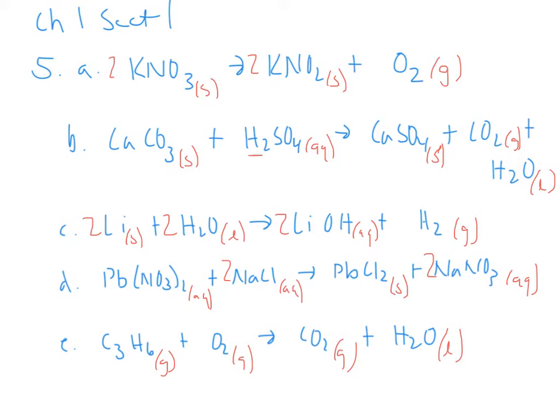So balancing with my usual method, I'm going to balance the carbon, so put a 3 there. I'm going to balance the hydrogen and put a 3 there. And so when I look at my oxygen, I've got 6 plus 3 is 9, so I need a 4.5 here.